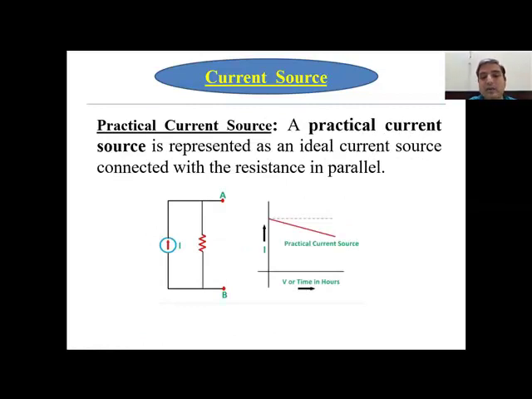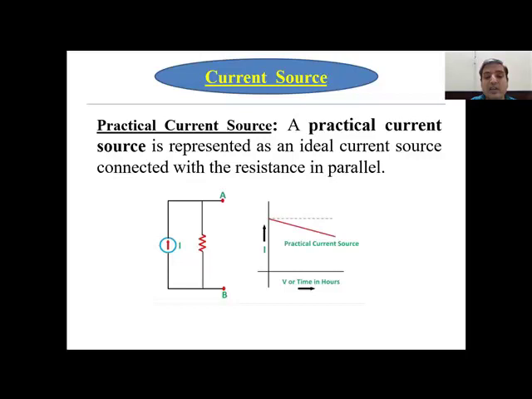So this slide discusses the practical current source. Similar to the voltage source, this practical current source is also modeled with an internal resistance connected in parallel with the current source. As you can see in the characteristic of the current source, after some time this terminal current is going to decrease. You can see the diagram here. We have the highest value of the current, and as time passes, the value of the terminal current decreases. So anyhow, we have to model this loss of the current.